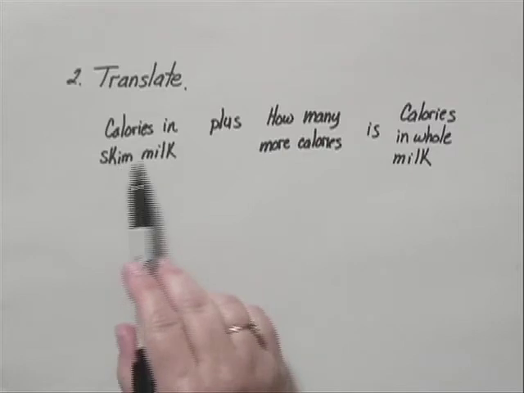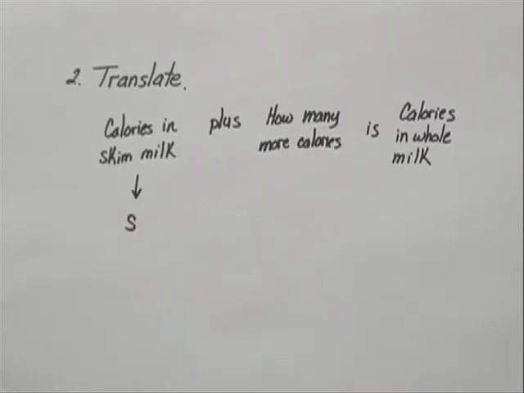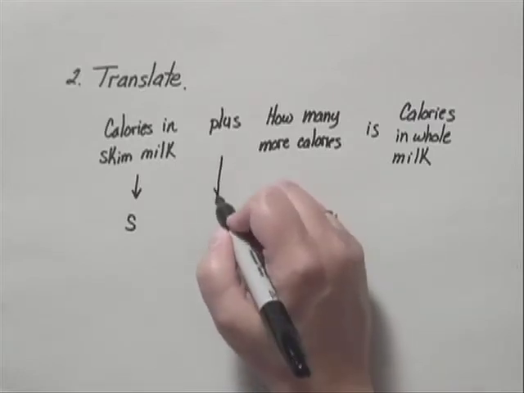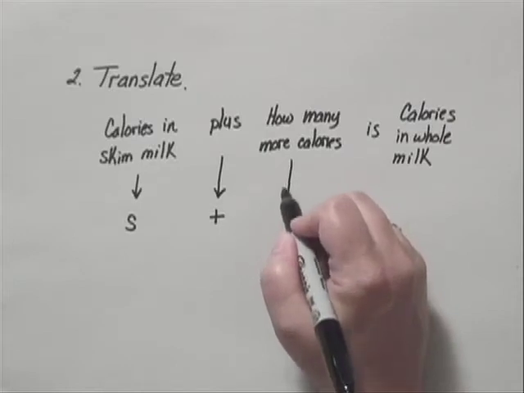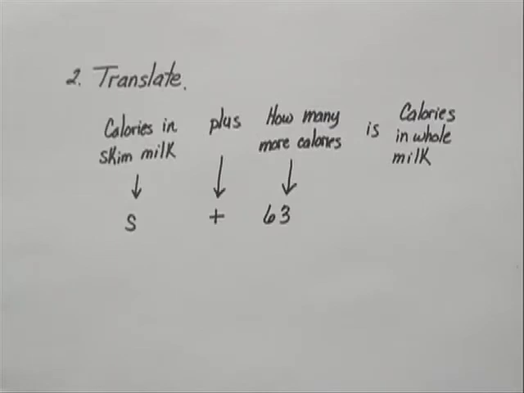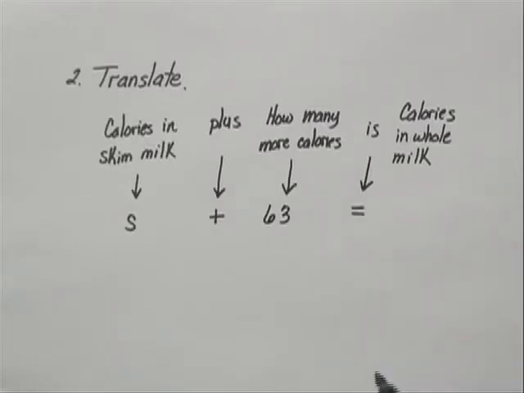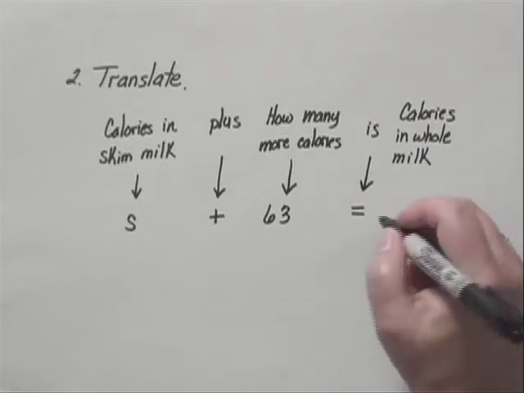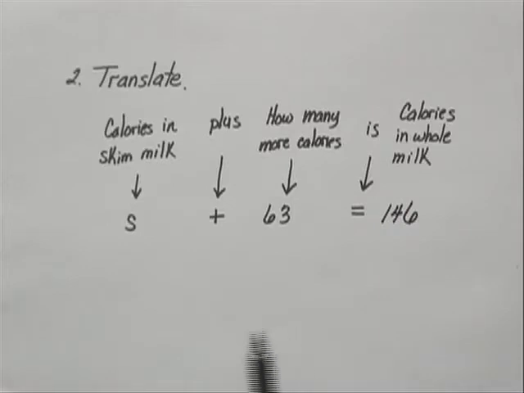We said the calories in skim milk was S. We don't know how many that is, so we called it S. Plus, we'll translate just to the plus sign. How many more calories? Well, the problem tells us that there are 63 more calories in a serving of whole milk than in skim milk. Is translates to equals, and we're told that the number of calories in a serving of whole milk is 146. And this actually gives us an equation now that we can solve. S plus 63 equals 146.